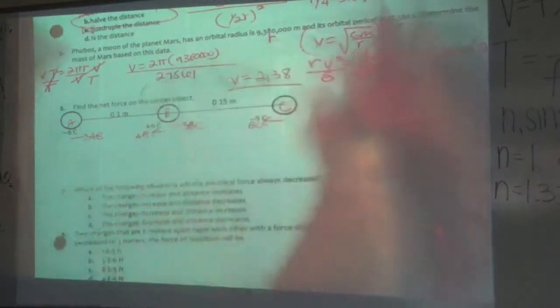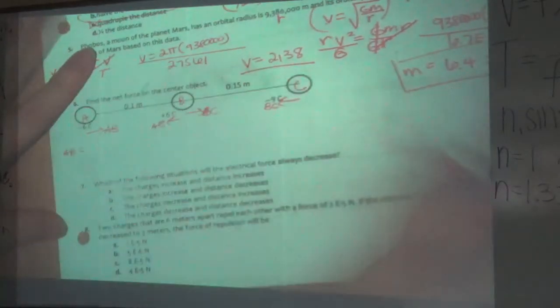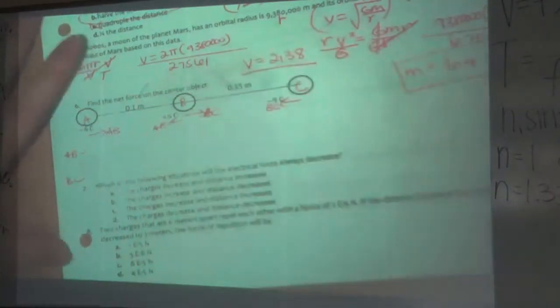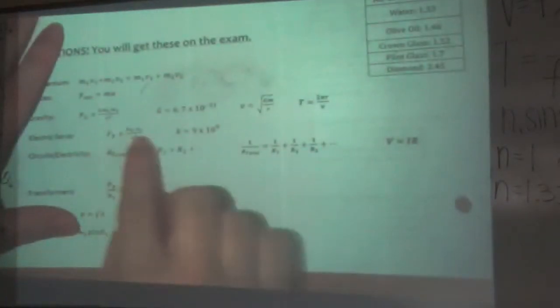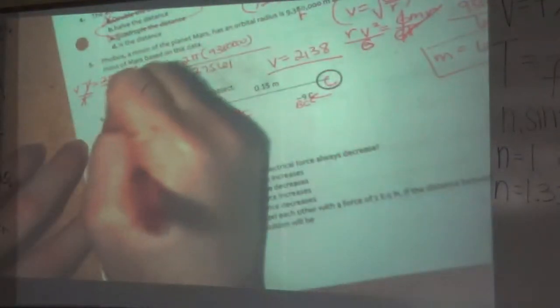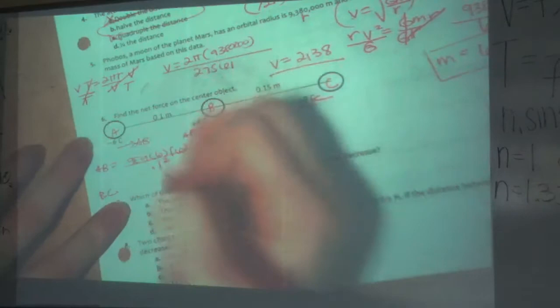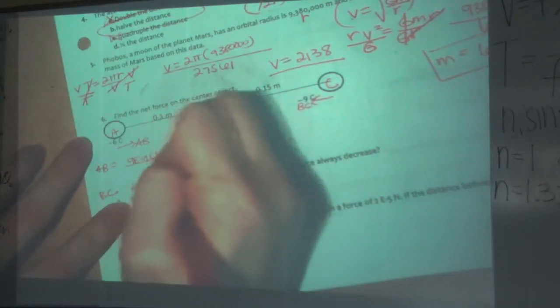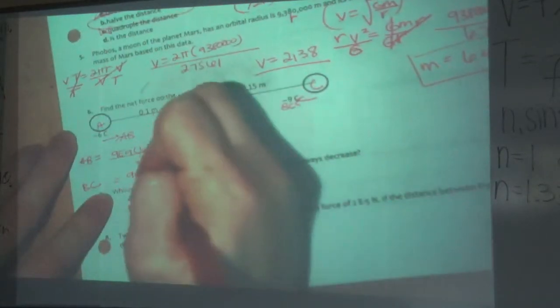Now in order to find the net force, I'm going to need to know the force between A and B and the force between B and C. We're talking about the electrostatic force between two charges, so that is K, which is 9E9, charge 1, charge 2 over the distance squared. So for AB, we've got 9E9, charge 1 is 6, charge 2 is also 6, divided by the distance 0.1 squared. BC is 9E9 times 6 times 9, divided by a distance of 0.15 squared.